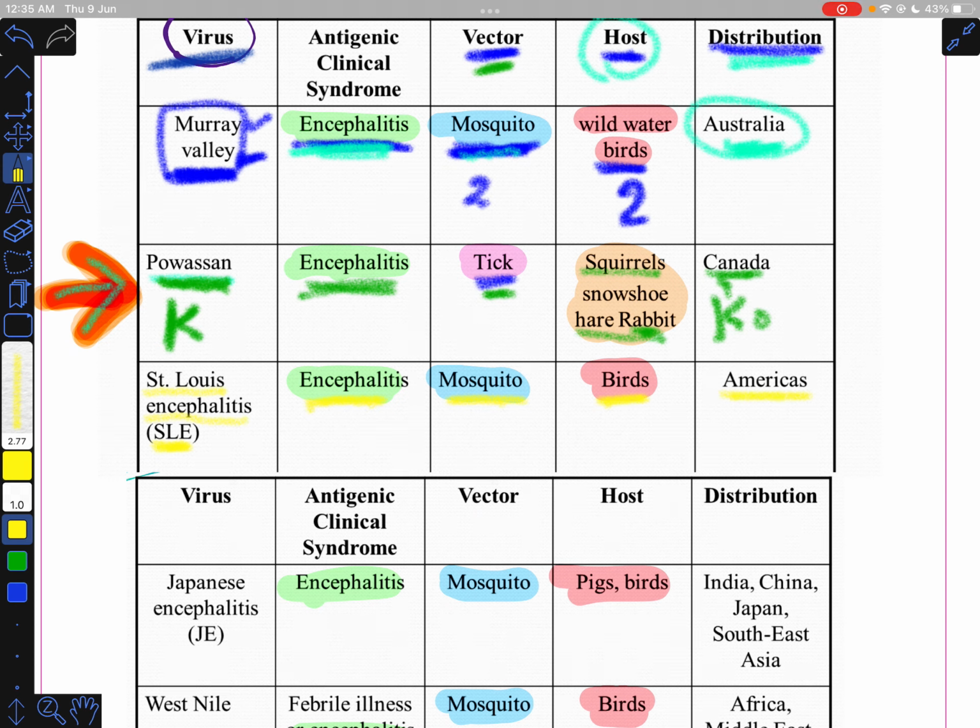What about the distribution in America? So how can we remember it? St. Louis encephalitis: ST looks like the abbreviation of street. When you ride a car, you see a lot of birds in the streets of America. So St. Louis encephalitis, we are in America, and the streets of America have a lot of birds in them. So you have to stop your car when you're riding to avoid them. Okay.